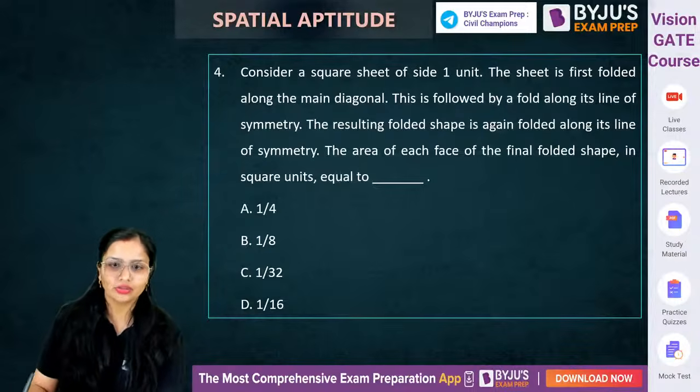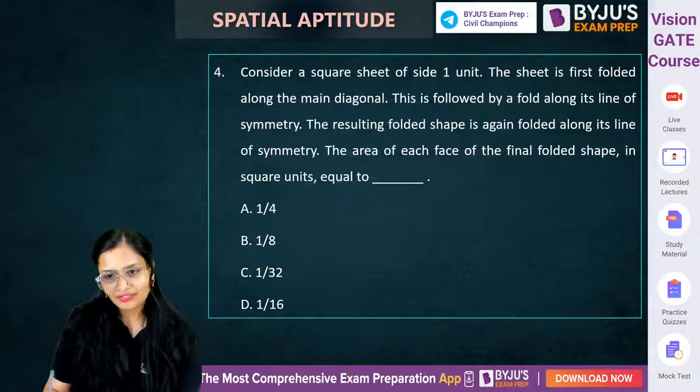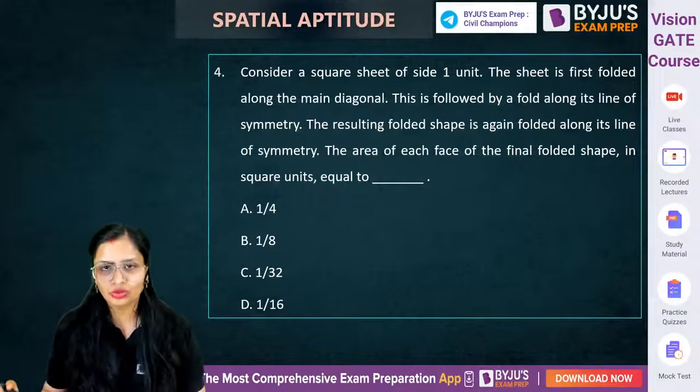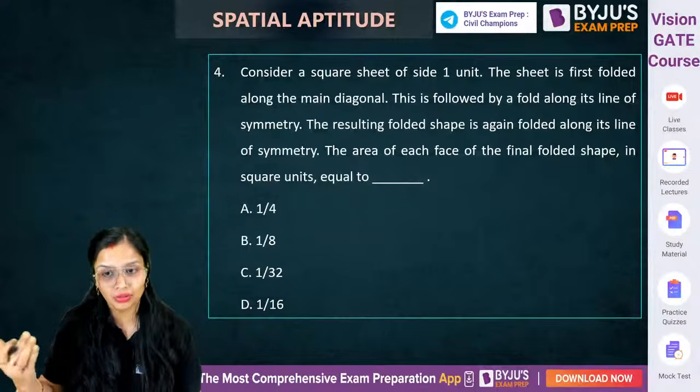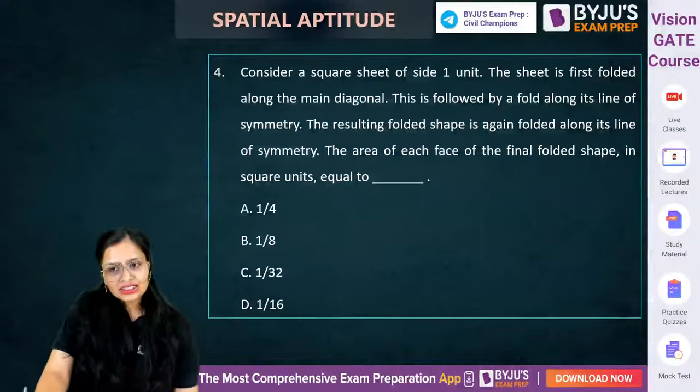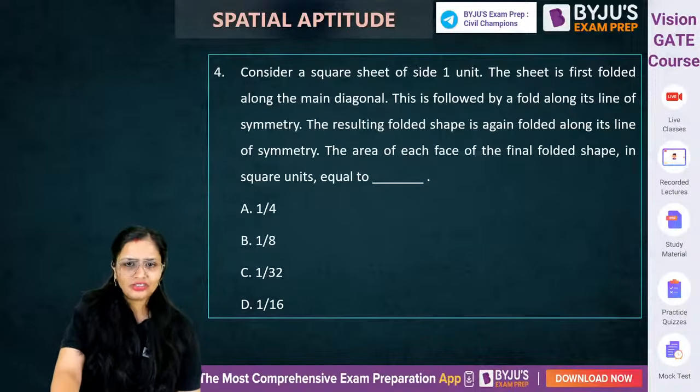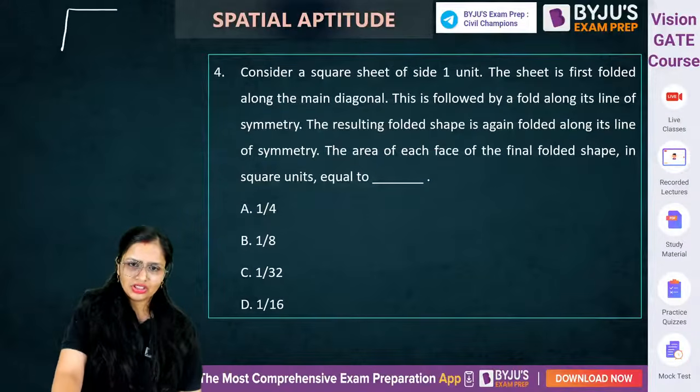This is again a good question. Every question which I have kept is a good question. It's not like you will get it easily. No, you have to think about it. Now, consider a square sheet of side 1 unit. So this is a square sheet.